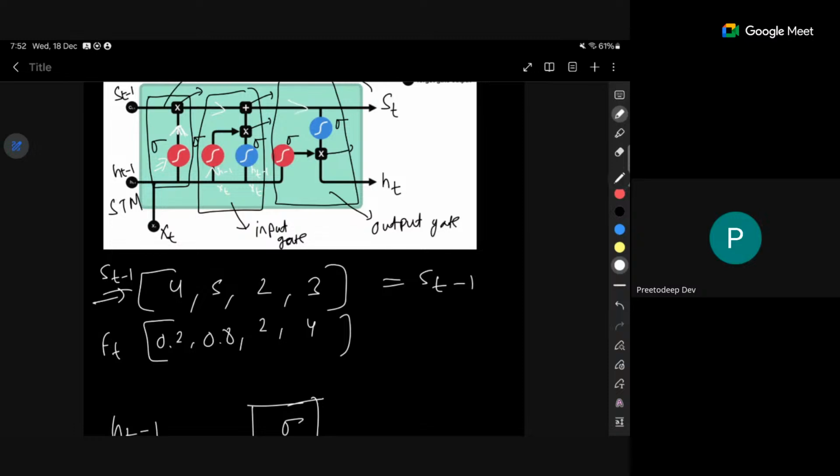Whatever output I get from these two things, forgetting and inputting, I'll bring it here. Now I'll again use a similar thing: ht minus 1 and xt go here. From this I'll get a vector, and I'll apply sigmoid over that, so I'll get another vector. I'll do element wise multiplication, and that will generate ht, and this st is already defined based on this addition, right? So this is the structure of LSTM.